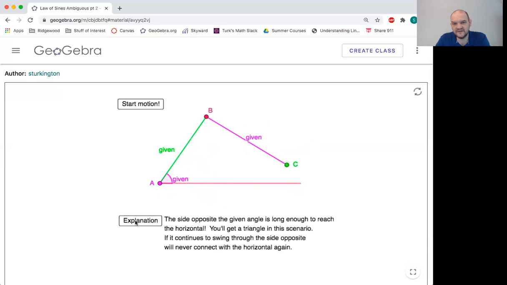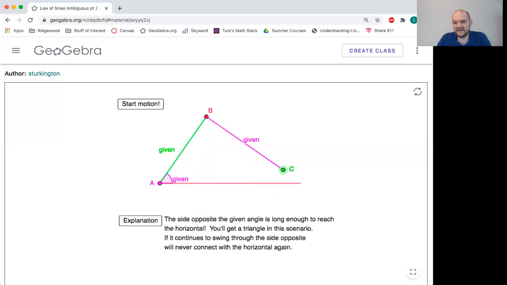And that's probably the explanation I gave here. So the side opposite the given angle is long enough to reach the horizontal. You get a triangle. If it continues to swing through though, it will never connect again. And so you do not get another potential triangle. You just get the one that you get, which is fine. Like there's nothing wrong with that, but there is a triangle in this case. So if the side opposite the given angle is bigger than the other given side, you're gonna get one triangle.